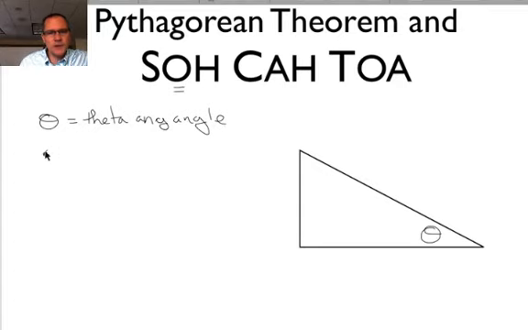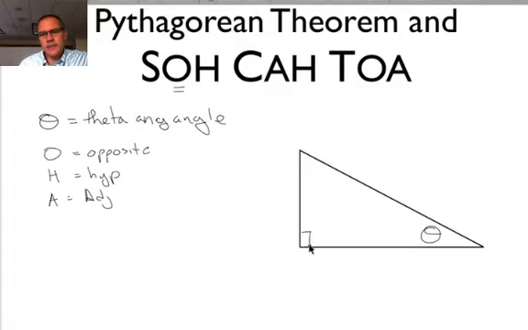So O is equal to opposite. H is equal to the hypotenuse. And A is equal to the adjacent side. So when we look at a triangle, opposite the 90, or the longest side, is equal to the hypotenuse. What is opposite the angle is directly opposite. You can also think of it as a little eyeball here, sort of looking opposite of where it is. Then the adjacent is next to the angle, but not the hypotenuse.